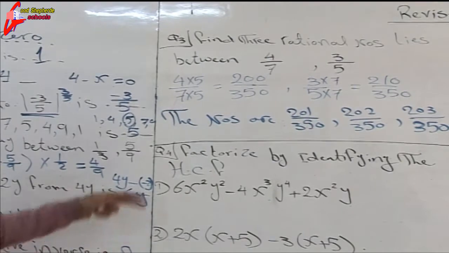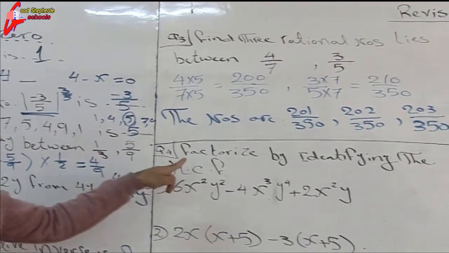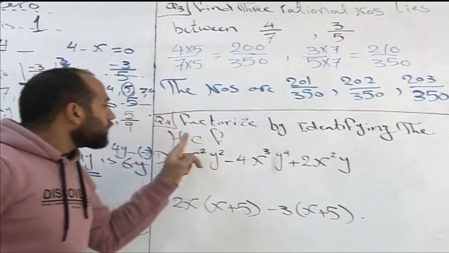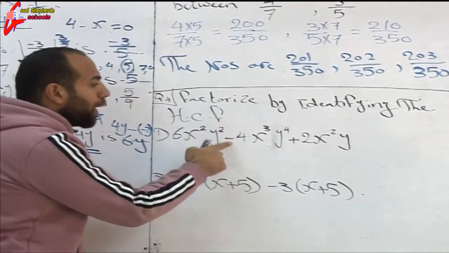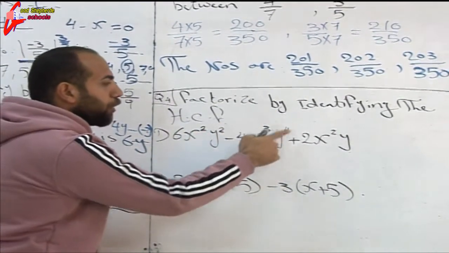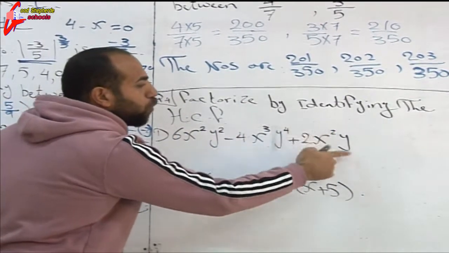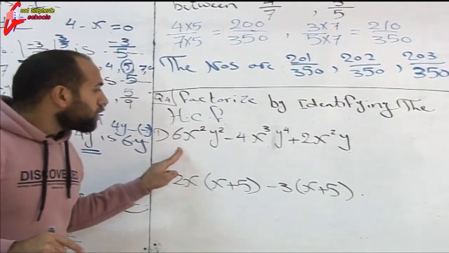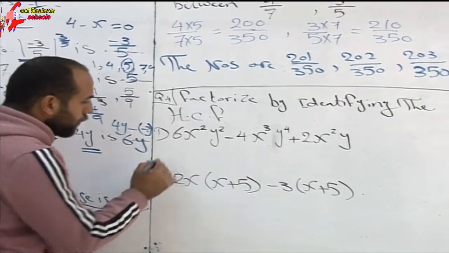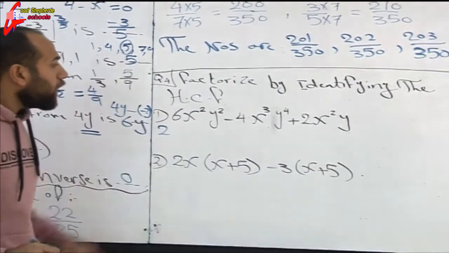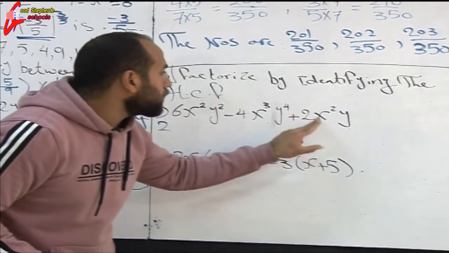Okay? Let's move to question number 4. Factorize by identifying the HCF. 6x^2y^2 minus 4x^3y^4 plus 2x^2y. 6, 4, 2, all of them are divisible by 2. So take 2 out. x^2, x^3, x^2.